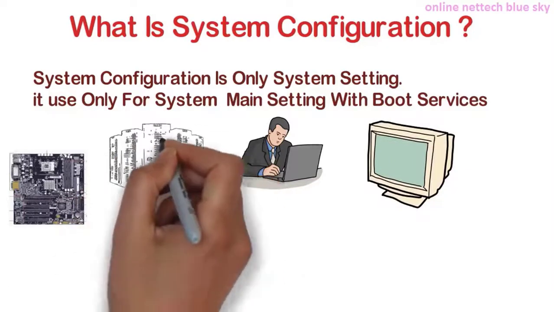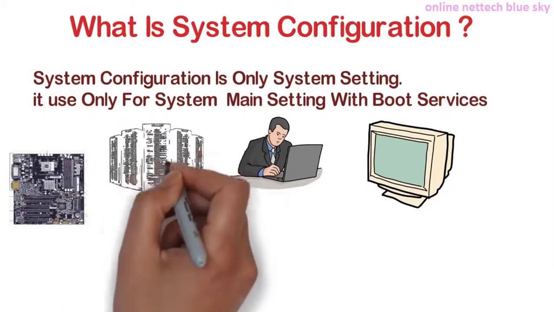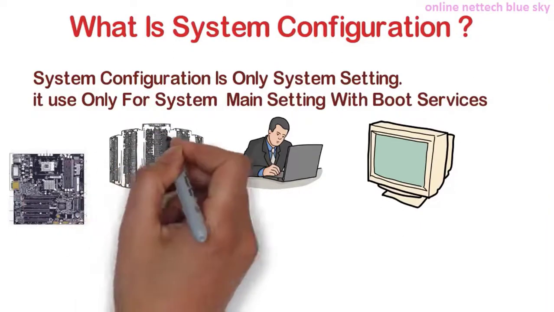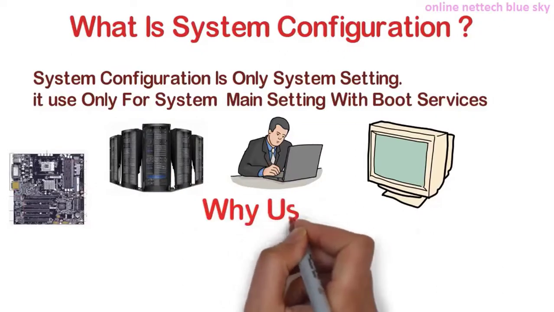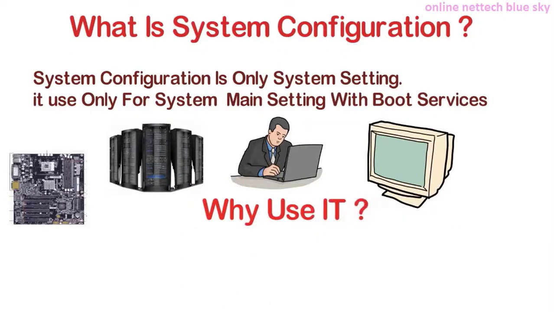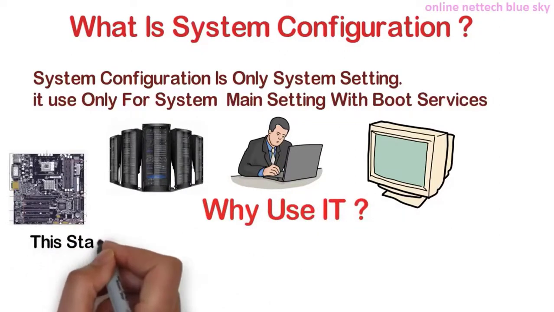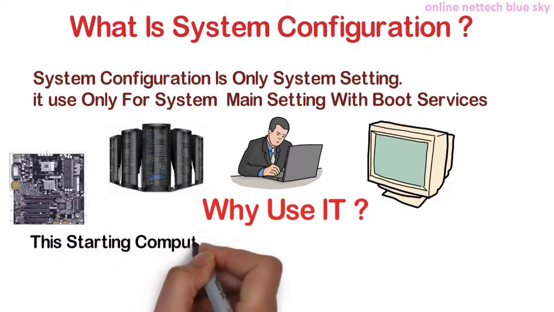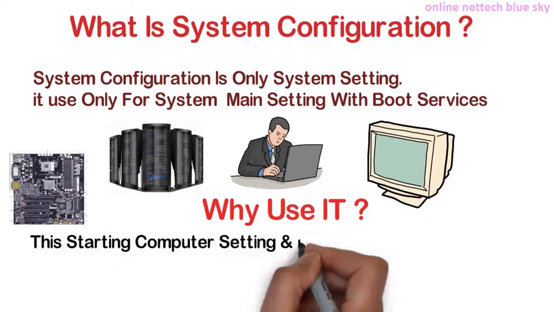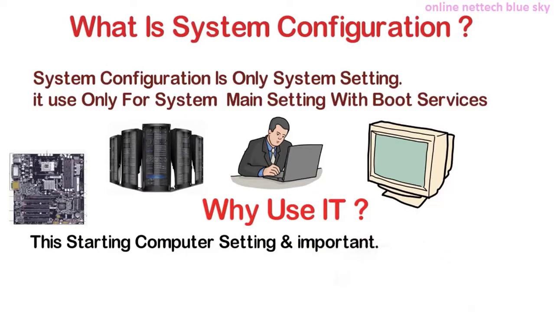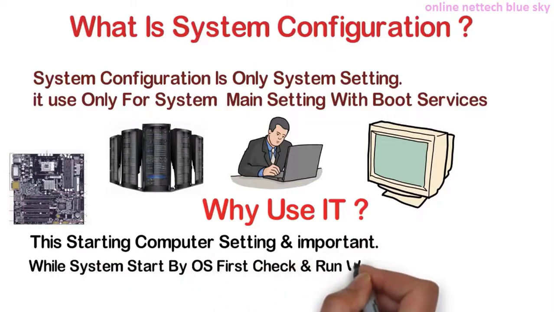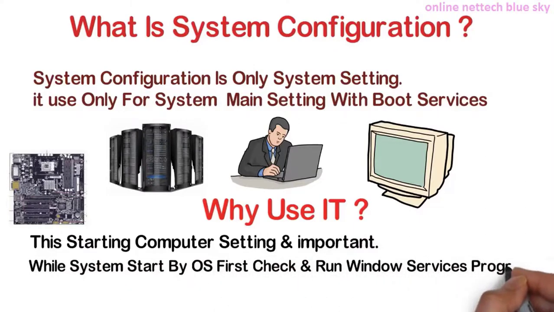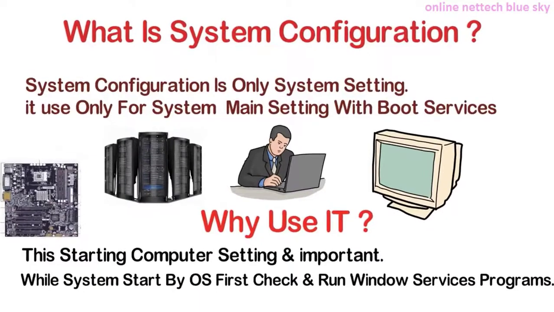Inside the server, this System Configuration is available, but the server does not start directly at power on, because it needs all the computer's booting files. So why use System Configuration? Because the computer's main startup settings and important files and services are available here. And when the system starts, the OS first checks and runs Windows services and programs, the main computer programs.